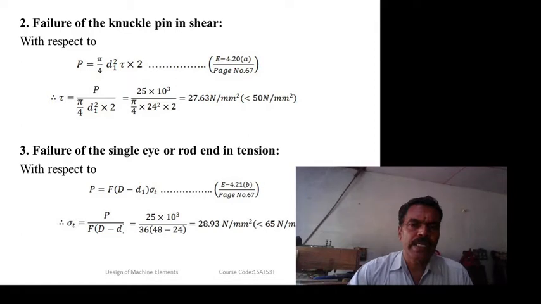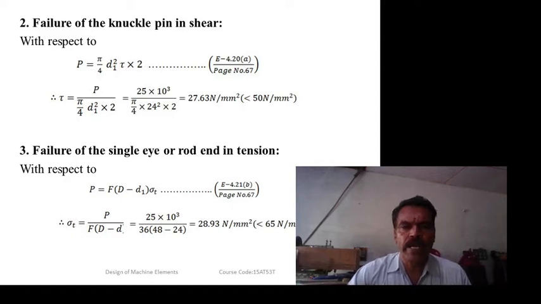So next, the second failure is nothing but failure of knuckle pin in shear. With respect to the formula which is available in DDHB, P is equal to area into stress. So what type of stress is going to be applied here? Shear stress. Therefore we should take the tau value. So area of the knuckle pin: P is equal to pi divided by 4 into d1 square into shear stress, that is tau, into 2. Why is it multiplied by 2?